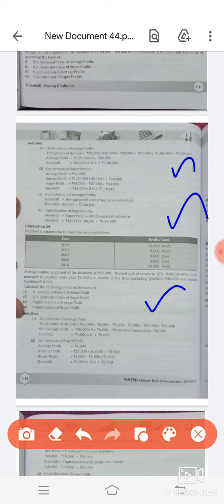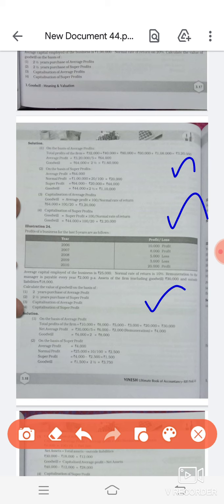That is remuneration to the manager, payable every year, 2,000. So remuneration is one of the expenses, so we have to subtract. It is specified that remuneration is payable every year, so after finding the average profit, we subtract that amount of remuneration. If it is indicated for a specific year, then in that specific year we have to subtract that amount.